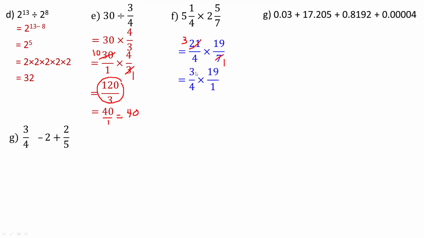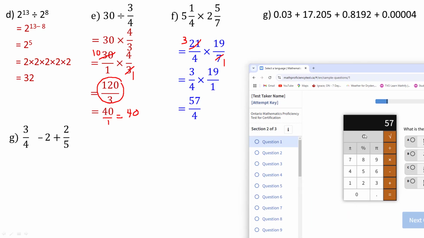Here's our answer, and I didn't do the dividing out. I wanted to show you how that works in this one. So here's the 3/4 times 19 over 1. And so 3 times 19 is 57 quarters. Now, if you were asked to change this back into mixed form, this is what we would do. How many times does 4 go into 57? Well, 57 divided by 4 is 14.